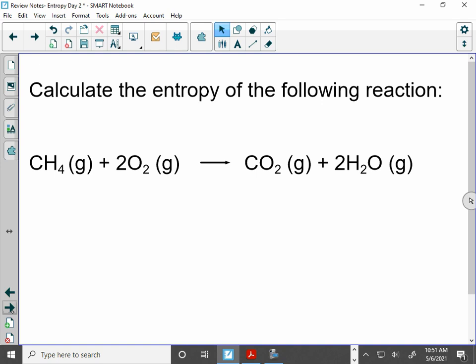But before we start, let's look at this. If we're going to guess whether entropy is increasing or decreasing, I look and I say, okay, on my reactant side, I have 2 gases. On my product side, I have 2 gases. So by reading this equation, does it give me any hint whether the entropy is going to be going up or going down? It doesn't, does it? So basically what you're going to have to do is just get the calculations to see what is actually happening.